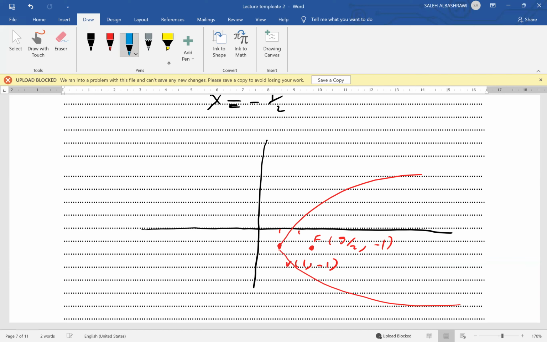The axis of symmetry is horizontal, passing through the vertex and focus point. The directrix is x equal to minus 1/2. This is the equation of the directrix, x equal to minus 1/2. So this is the sketch for this parabola. We found the vertex, focus point, and equation of the directrix.